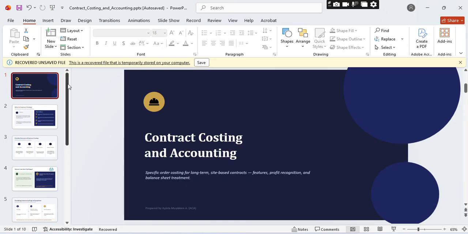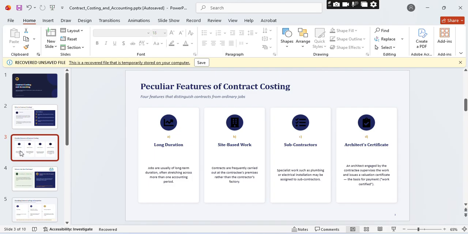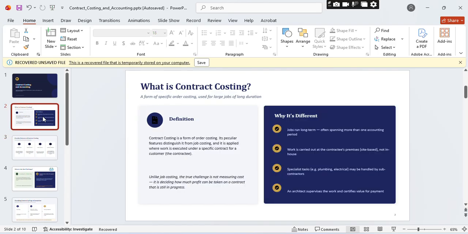So in contract costing, we're going to be looking at some objectives. We're going to be looking at the definition of contract costing, the peculiar features of contract costing and a whole lot of others as we progress in this video. So what is contract costing? Contract costing, as I explained earlier, is a form of specific order costing that is used for large jobs that require a long period of time or a long duration.